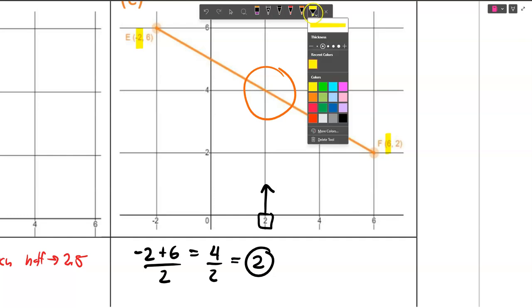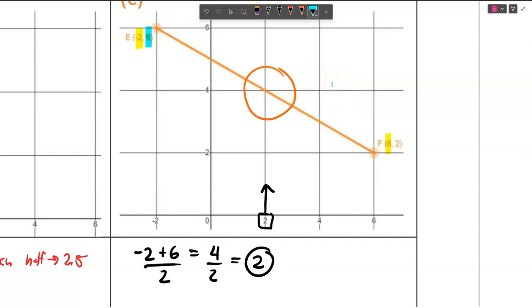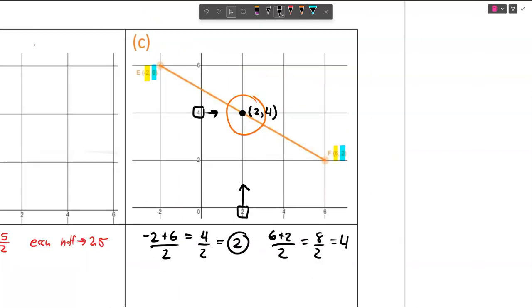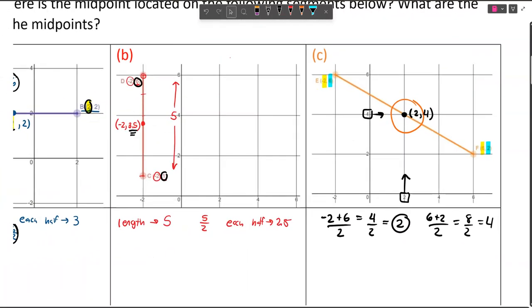And then for my y-coordinate, we have 6 and 2. 6 plus 2 is equal to 8, and 8 divided by 2 is 4. And lo and behold, there's 4. Looks like my guess was pretty accurate. That orange circle was supposed to be in the range. So this point is going to be 2, 4. And that is how we find the midpoint.